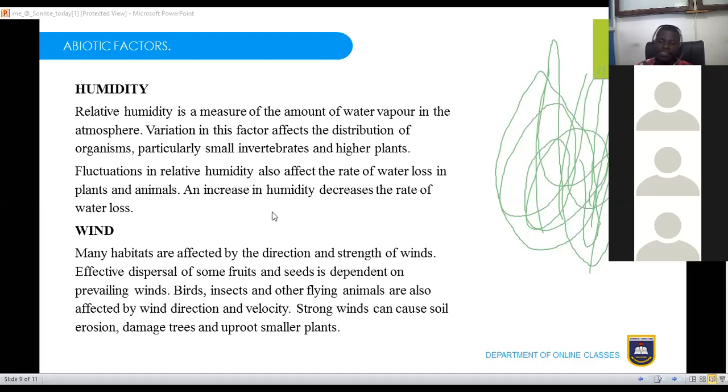The wind direction is measured using what we call the wind vane, and the wind speed is measured using the anemometer, all right. I said wind direction is measured using wind vane, and then the wind speed is measured using the anemometer.